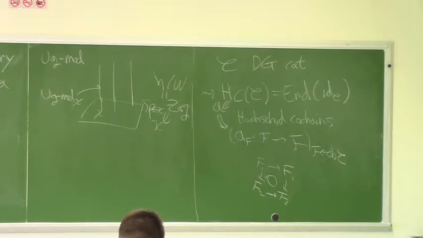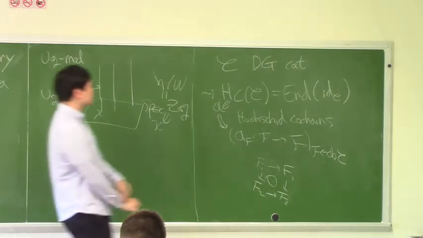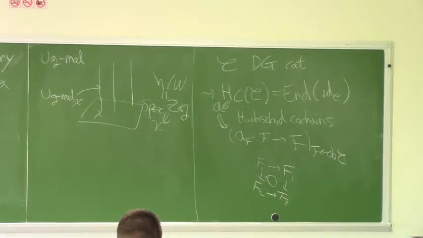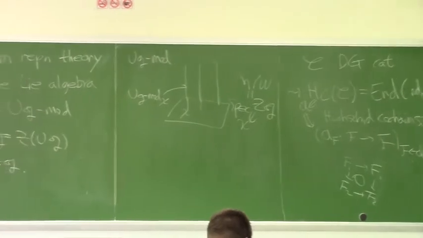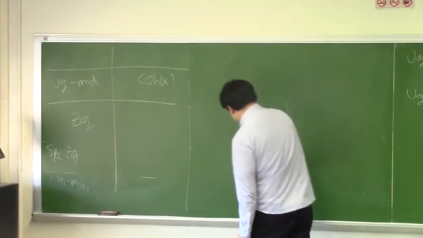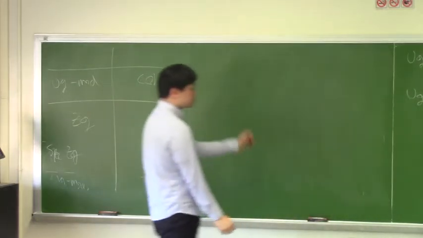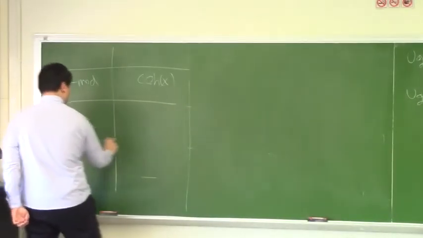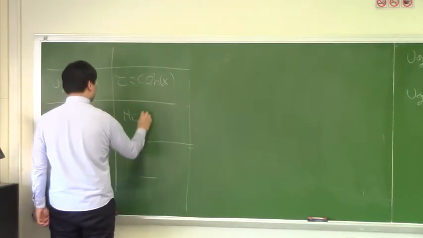And also, if you know how this DG category works, it's clear that this is a DG object. You have a naturally induced differential. Oh, I didn't mean to erase this. Sorry. Okay, so I need to write here Hochschild cochains, because that's the center.